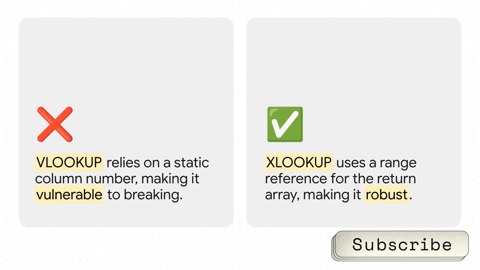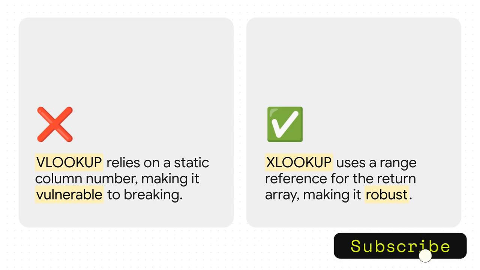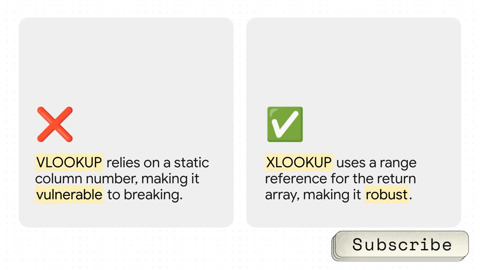XLOOKUP, however, points directly to the return column itself. So if you add or delete columns and that return column moves, XLOOKUP's reference just moves with it. The formula adapts instead of breaking. It's just built to last.